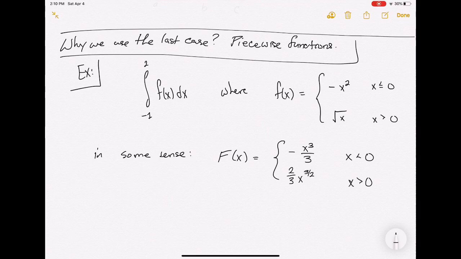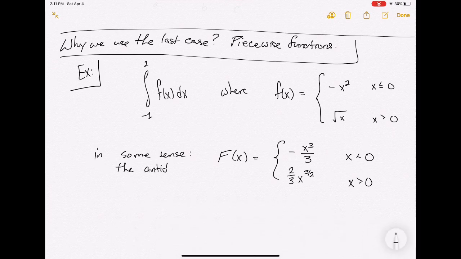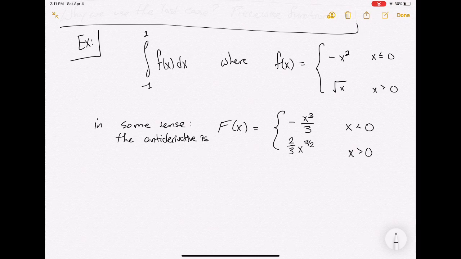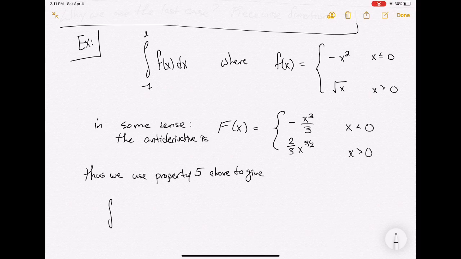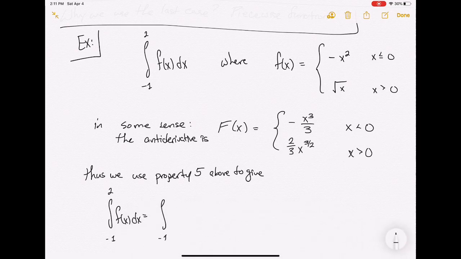Right, because if I write this function out and I took a derivative, then on each piece where the derivative is defined, I'm going to pick up f of x. So in some sense, make sure you guys know this if you're not watching the video, the antiderivative is exactly what I've written there. But we want to make sure that we can actually do this. Thus, we use property 5 above to give that this integral, -1 to 2 of f of x dx, is actually equal to, where should I split this up? I hope you guys can get an idea of where I should split it up. And yeah, you guys are definitely right. I should split this up right at 0.